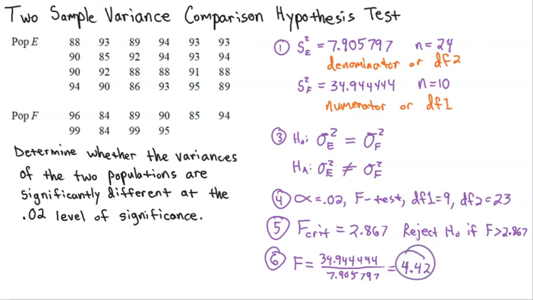4.42. And since 4.42 is greater than 2.867, we can say reject H sub 0, and that's our final. That supports the idea that the variance of E is very different than the variance of F.